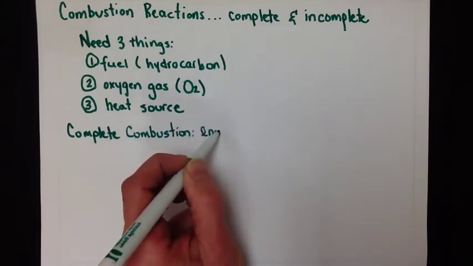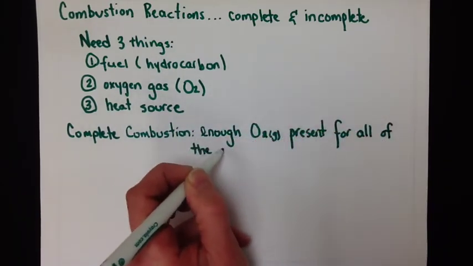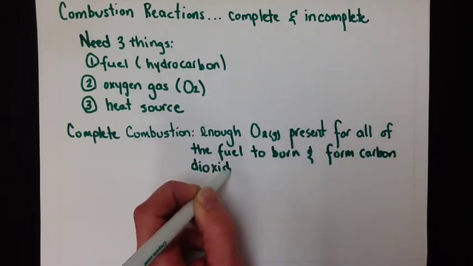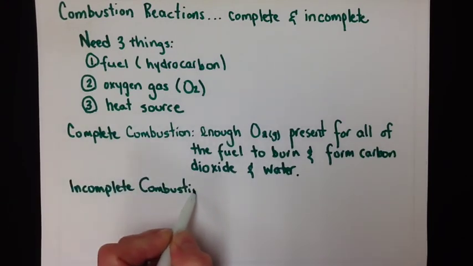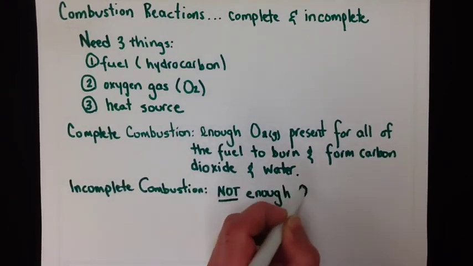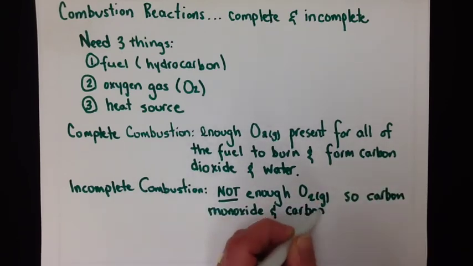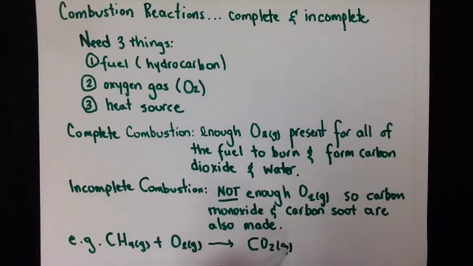Complete combustion is when there is enough oxygen for all of the fuel to burn, and the only products are carbon dioxide and water. In incomplete combustion, there is not enough oxygen gas, so carbon monoxide and carbon soot are also produced. Carbon monoxide is poisonous. This is an example of a complete combustion reaction of methane gas.